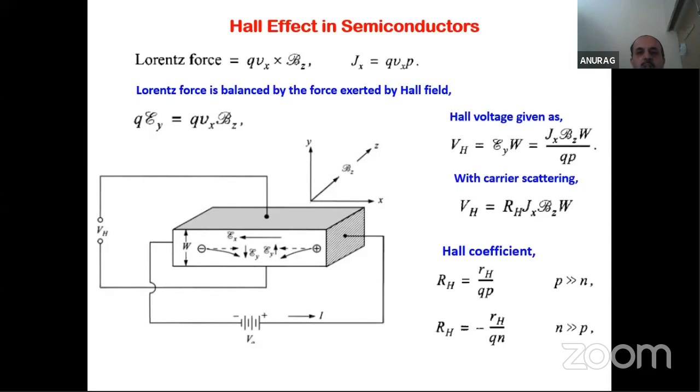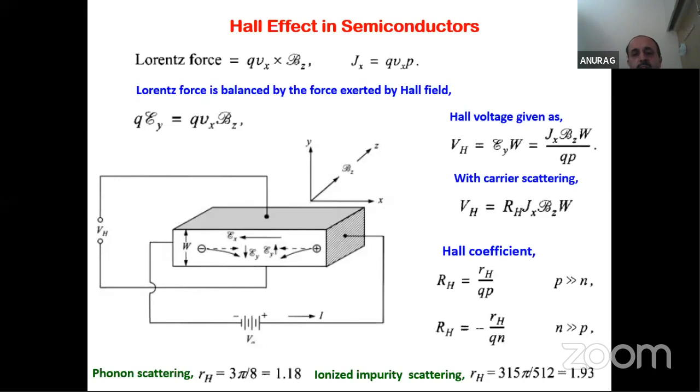Very, very important. Without that, you don't know anything about the electrical properties of the semiconductors that you are trying to explore. So just briefly, so as not to have error in the electron concentration, it is actually given by r_H by qp and r_H by qn. Here these r_H are correction factors. The r_H value is 3π/8, which is equal to 1.18, in a semiconductor where phonon scattering is the dominant scattering mechanism.